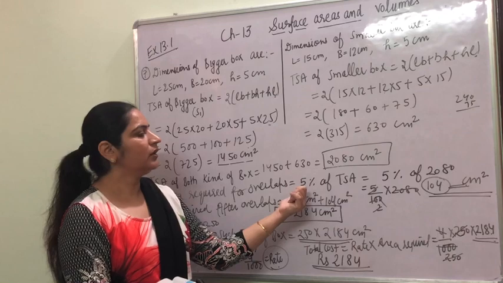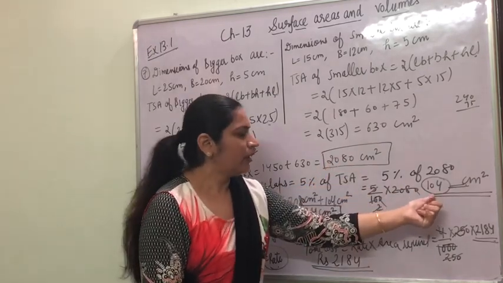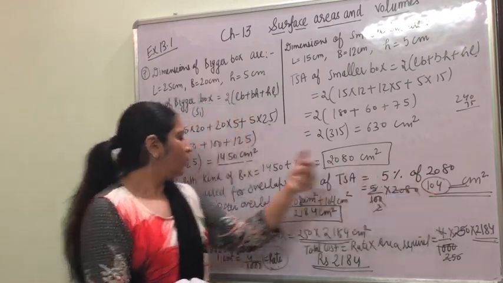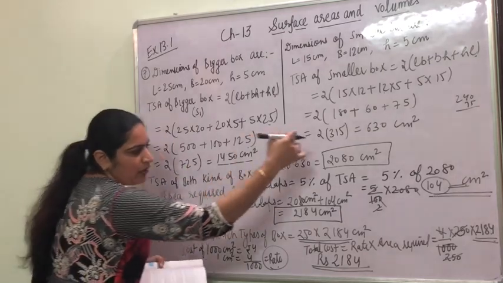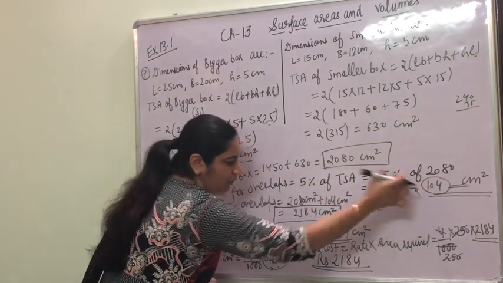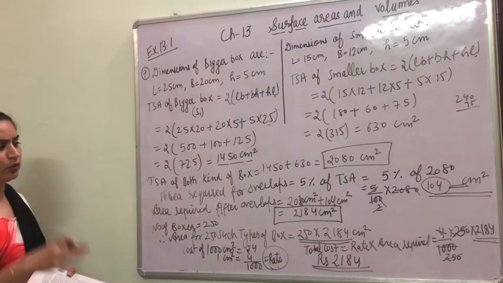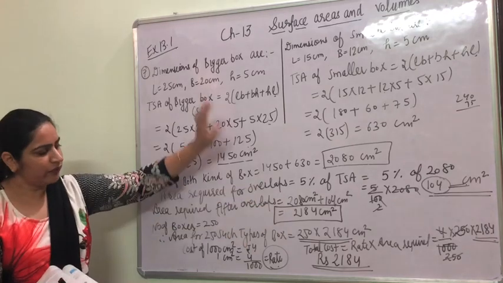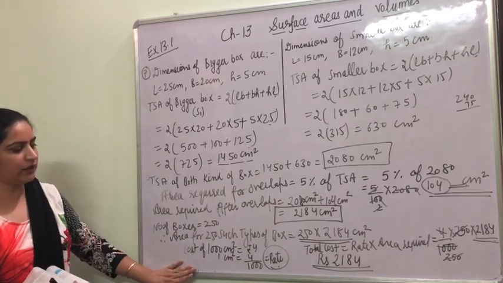So 5% of the total surface area. This is the 5%. 104 centimeter square for the overlapping. Now the total surface area after overlapping is whatever the area we got, whatever we got for the overlap, total area is this much. Now we have to find the cost at the end, because basically two sub parts were there. In the first part till here we have found the area. In the second part we are finding the cost.